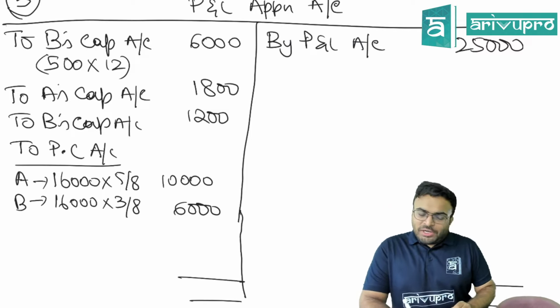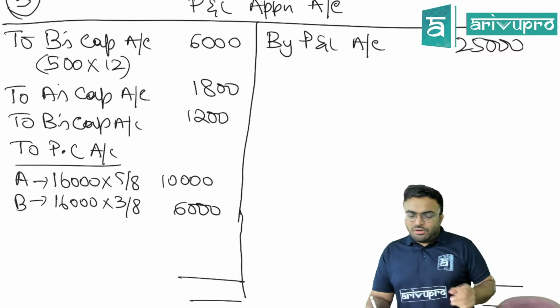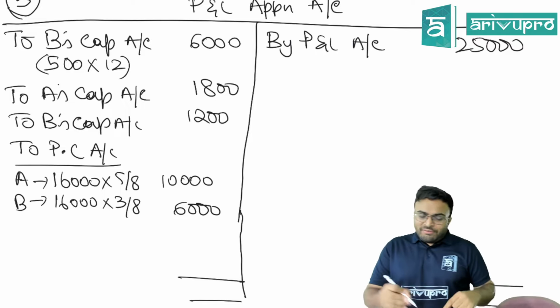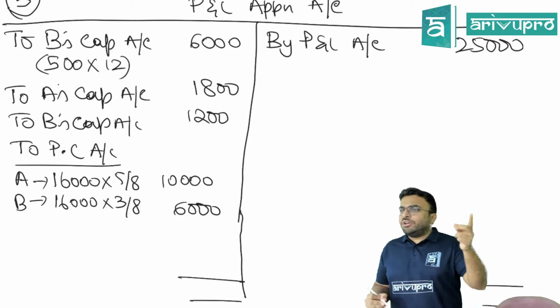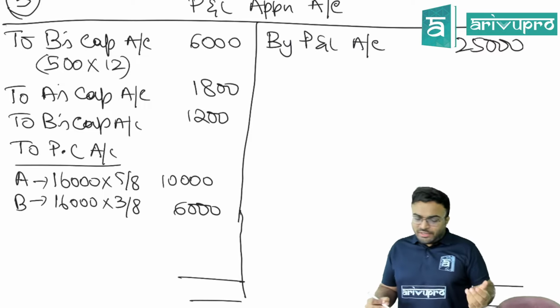We gave salary to partner. What did we do? P&L appropriation we removed and put it to partner's capital account. So P&L appropriation account debited to B's capital account. We gave interest on capital. P&L appropriation to A's capital, to B's capital. Computation you have to do. This is just the journal entry.